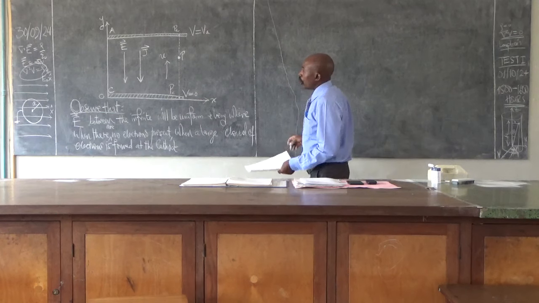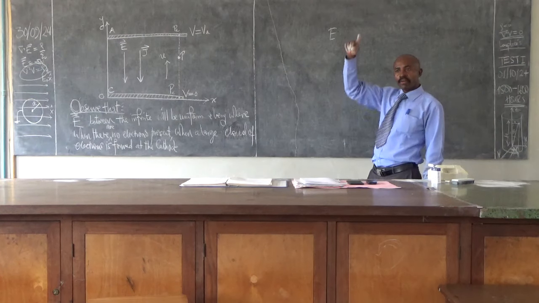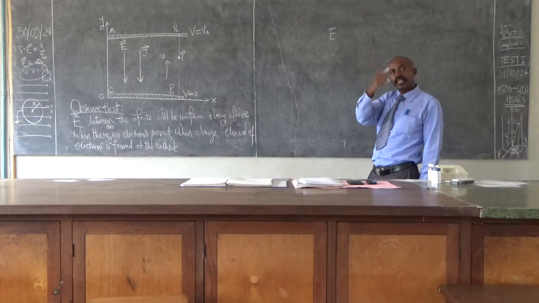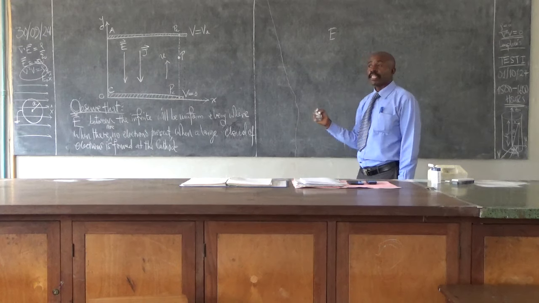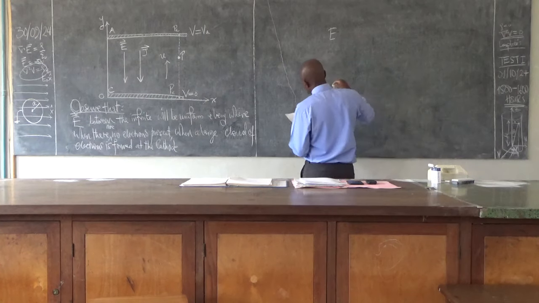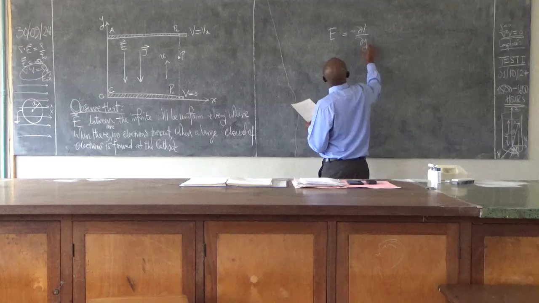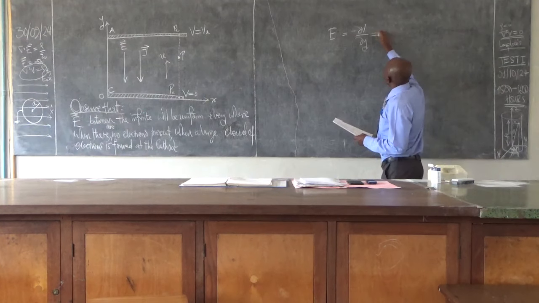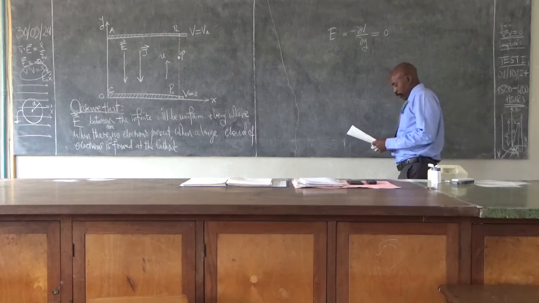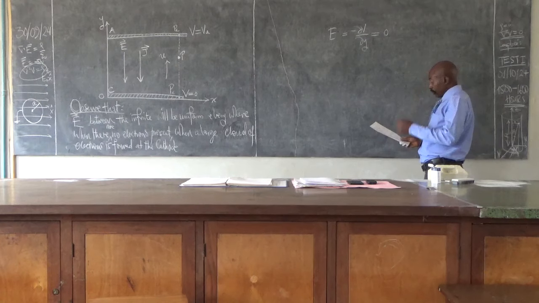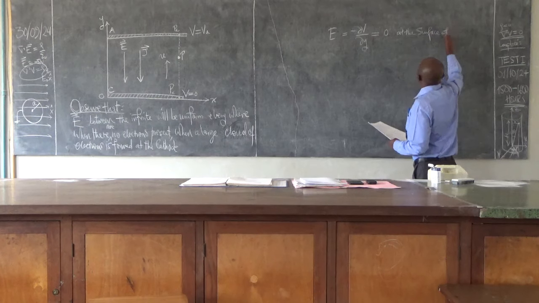Now, E is varying only along Y. In X and Z there is no variance. So E is equal to minus dV by dY, which is equal to 0. It is uniform, so it is 0. And this is at the surface of the cathode.